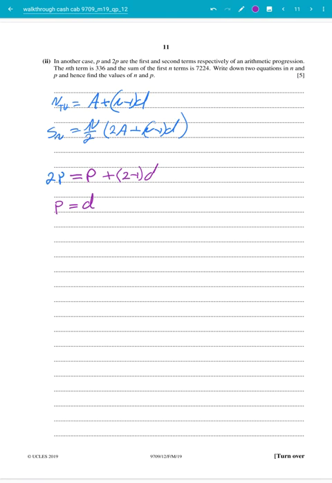So the nth term is 336, and the sum of the first n terms is 7224. We need to find n and p. Well, the nth term is 336. Our first term is p, n minus 1, and our common difference is p. So 336 is going to be p plus np minus p. So 336 is equal to np. I think that's all the farther we can go on that one.